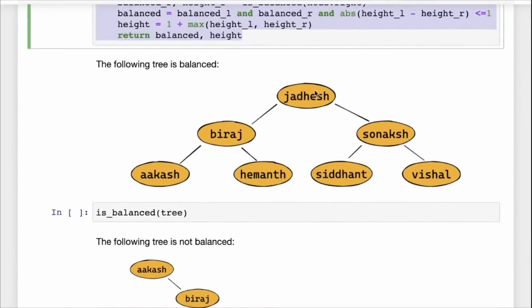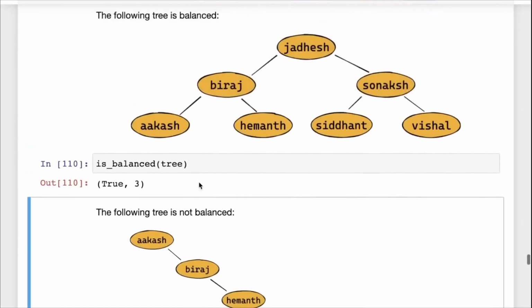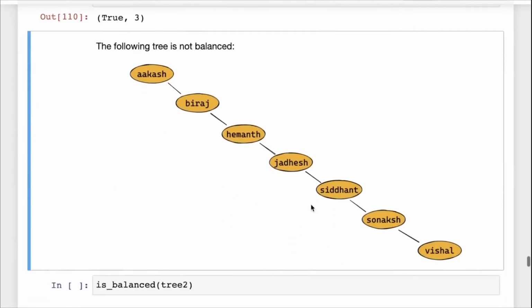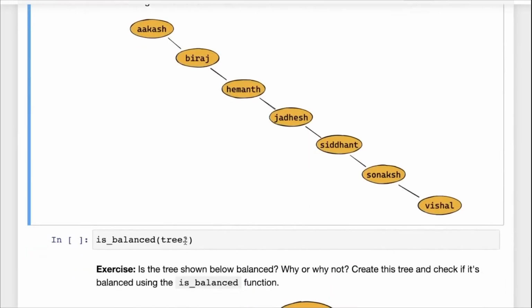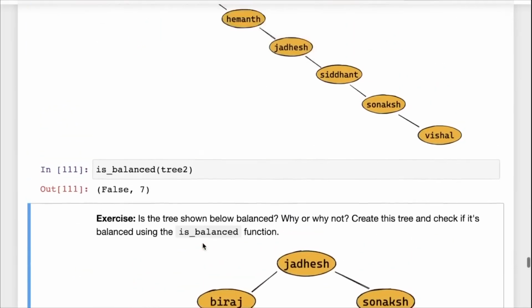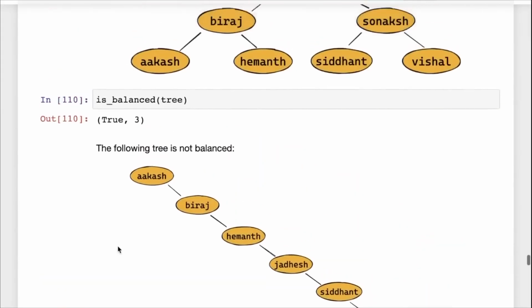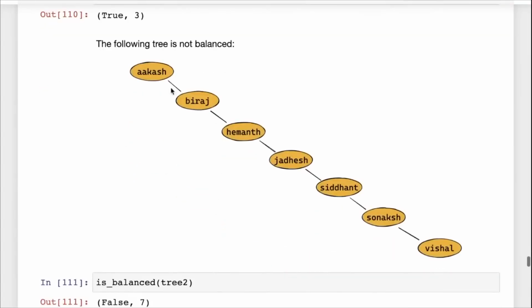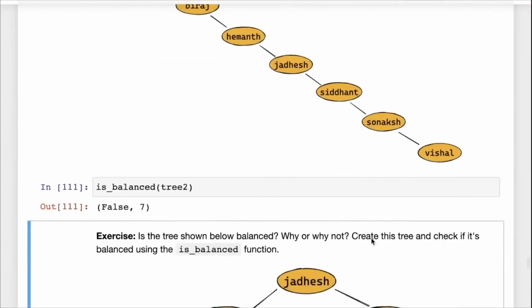So this tree, for instance, is balanced. Here you can check is balanced, you get back true. But this tree here that you're looking at, this is not balanced. So this was tree 2. And if we check is balanced here, you get back false. So here you also get the height of the tree, which is 3. And here you get the height of the tree, which is 7.